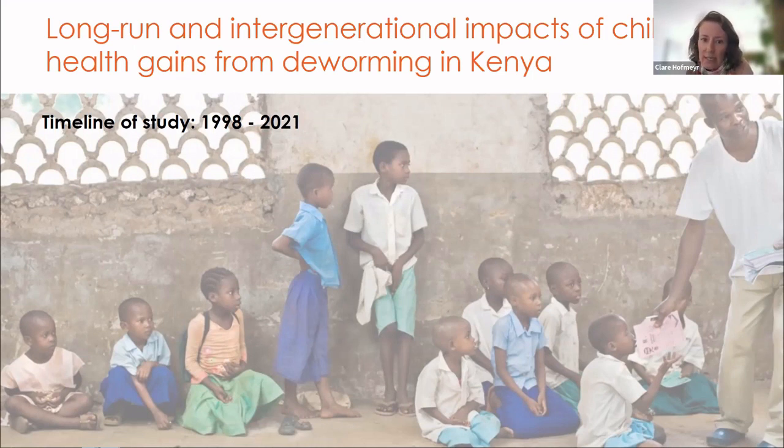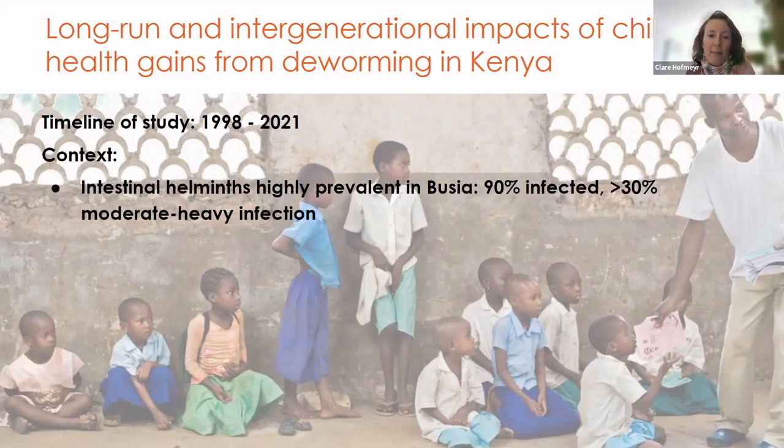So, context. Intestinal helminths, which includes parasites like hookworm, roundworm, and whipworm, infect more than 1 in 4 people worldwide, and they're particularly prevalent among school-age children in low and middle-income countries. In Busia district in Western Kenya, an environmental assessment found in 1998 that over 90% of individuals in the area were infected, and over 1/3 of these individuals had moderate to heavy infections.